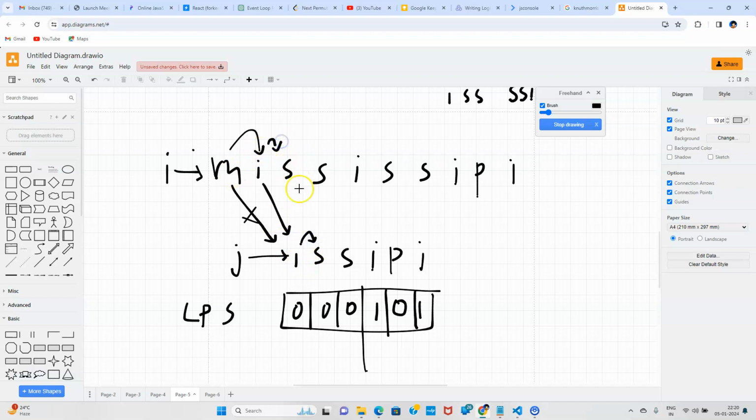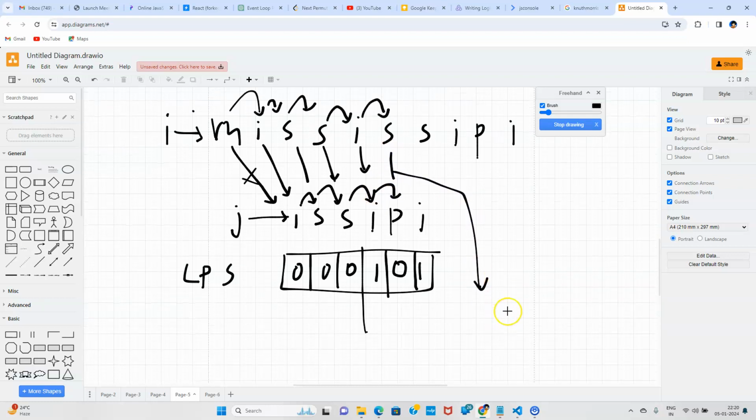Now S is matching with S, right? So I is going to be incremented and J is going to be incremented. Both are matching. Again, it is going to be incremented, J is also going to be incremented. Both are matching. Again, I is going to be incremented, J is going to be incremented. Now here is the case where the element of I is not matching with the element of J.